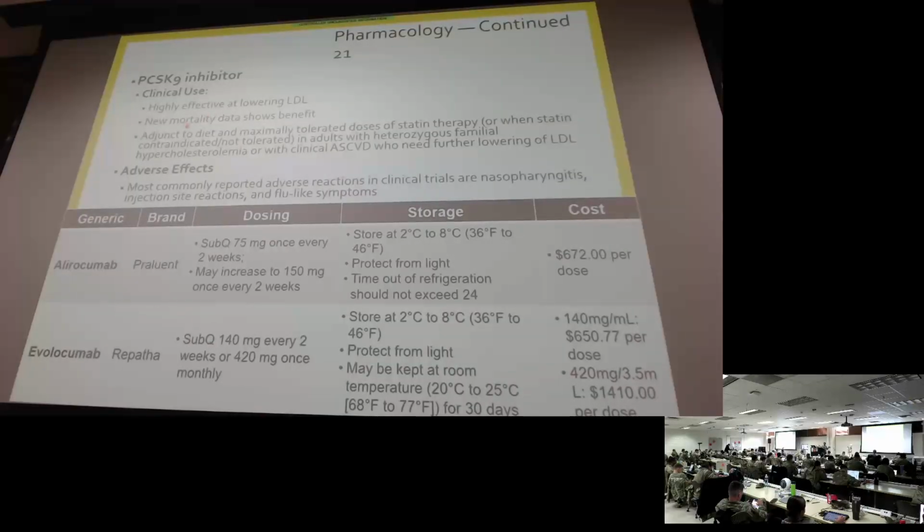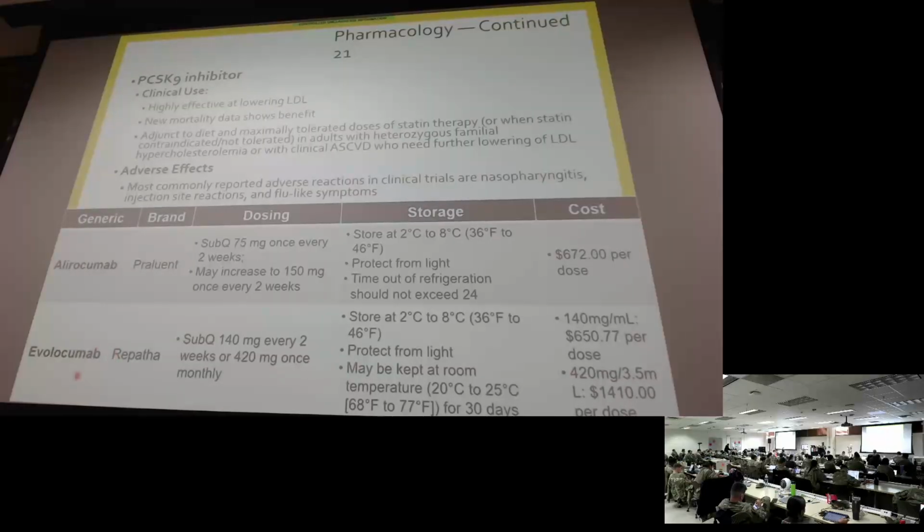They're newer drugs, so we're getting more data that constantly comes in, but we have a mortality benefit that we see here. We already talked about using it with a statin. Adverse effects, most of the time what we were seeing were like injection flu-like symptoms happening in our patients. So injection site reactions because people are going to inject themselves with these, which is why they don't like them so much. So you have your alirocumab and your evolocumab.